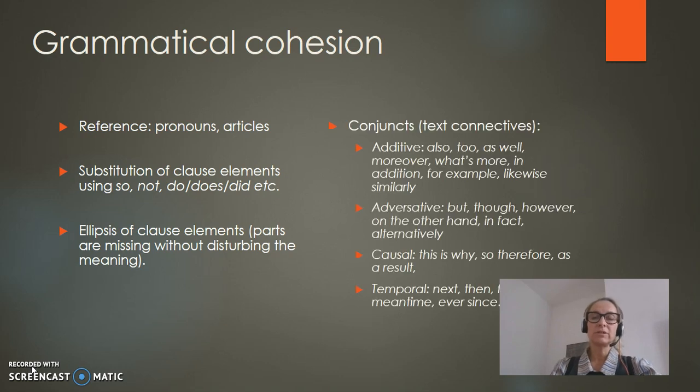you can use conjuncts or text connectives, as Bianca calls them. They can be additive, adversative, causal or temporal, indicating what the reader is going to expect next. There are also comparatives, and finally we can use tenses to create cohesion.